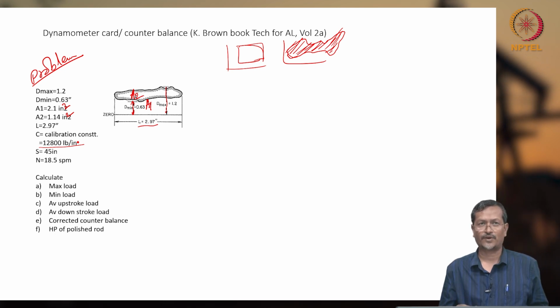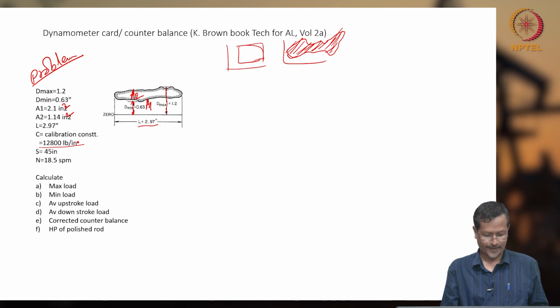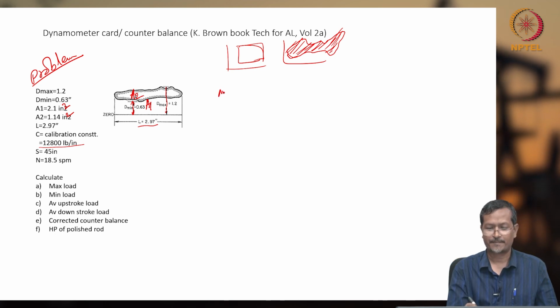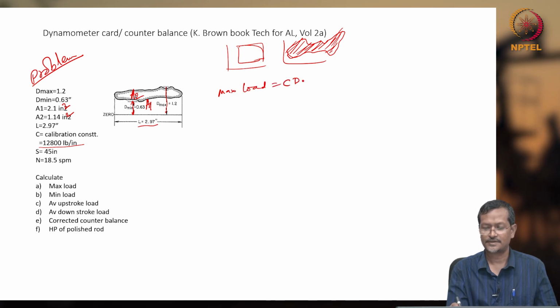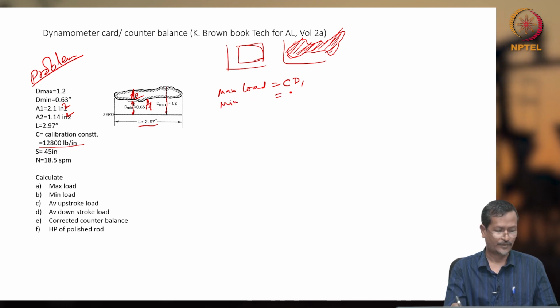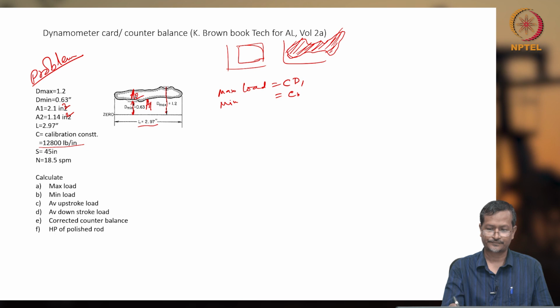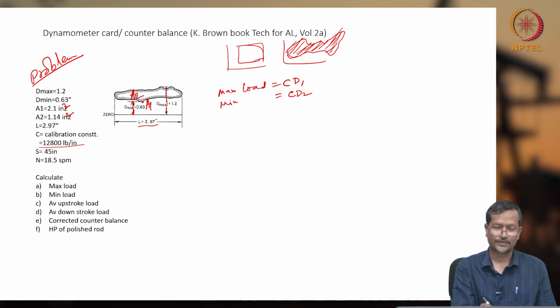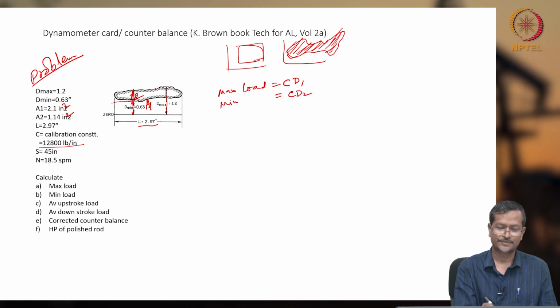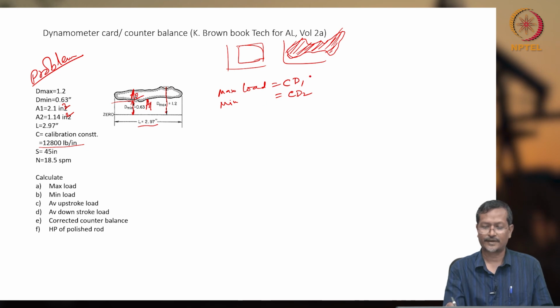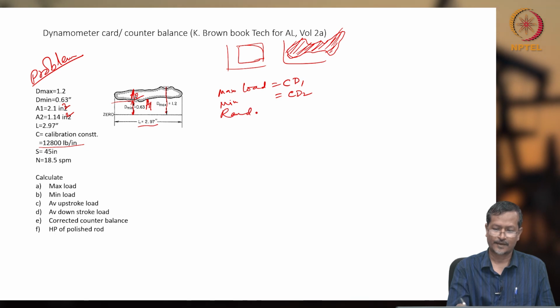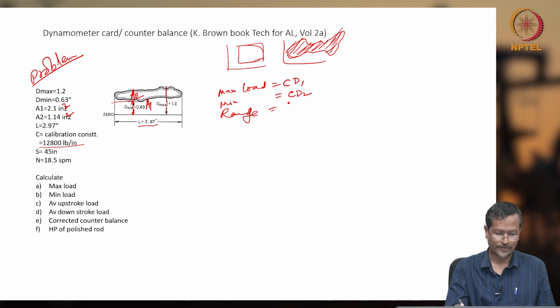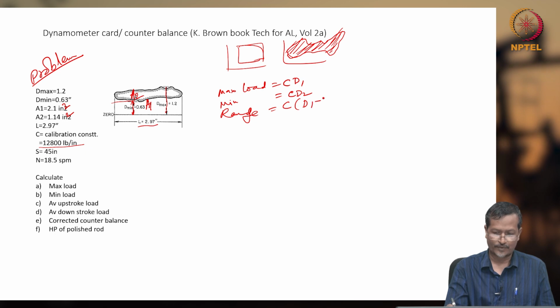There is some basic formula. The maximum load equals C into D1, and the mean load equals C D2. So just multiply D with C and you will get the minimum and maximum load. The range of load equals C into D1 minus D2.